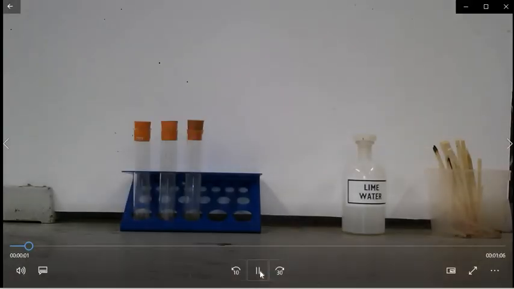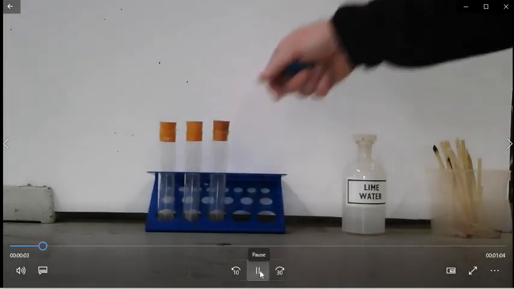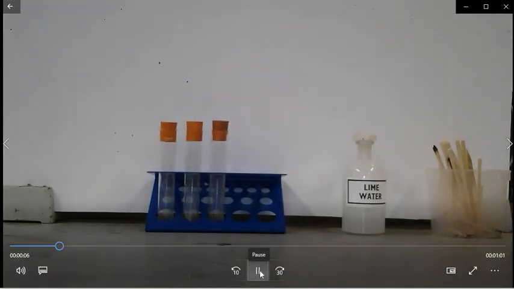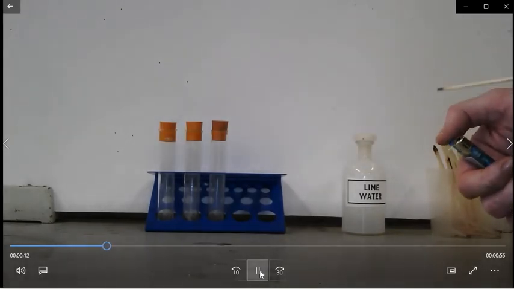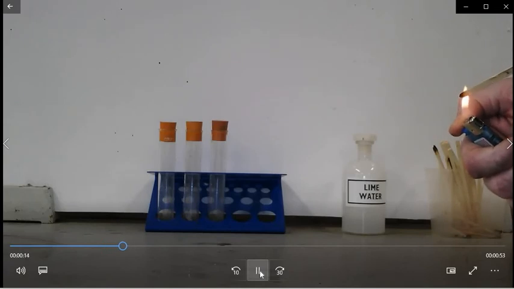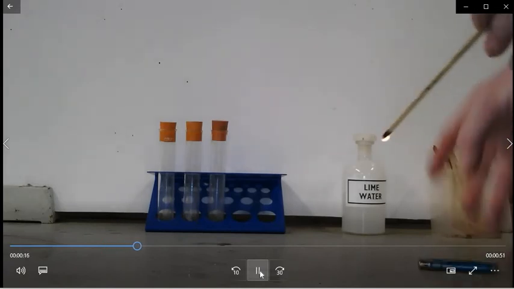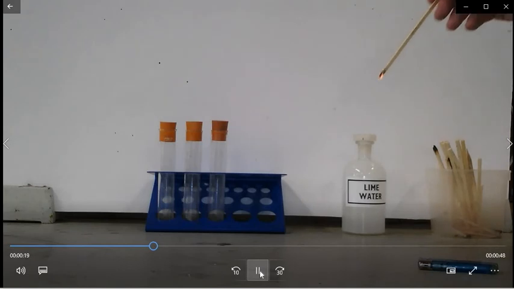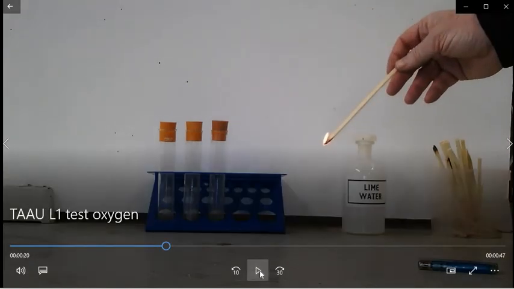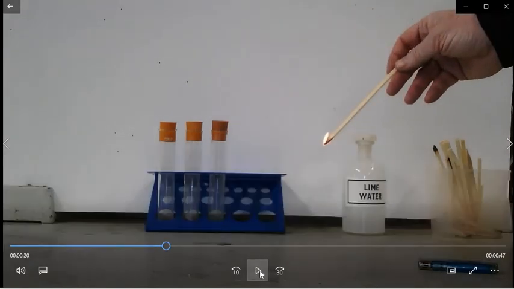Testing for oxygen. These are the 3 tubes we collected earlier. Tube 1 we're going to test with a lit splint. Here you go, to observe the tubes. It is a clear gas. There is no obvious effect that you can see that oxygen is present. Also, when you smell it, there is no smell to note.